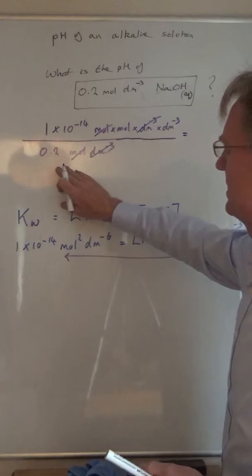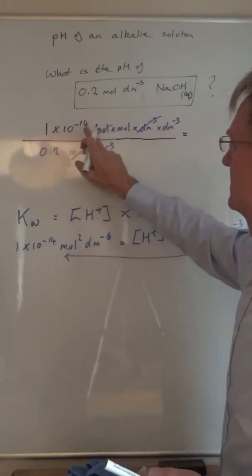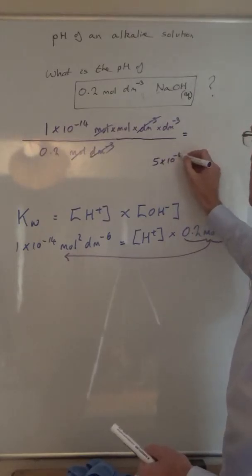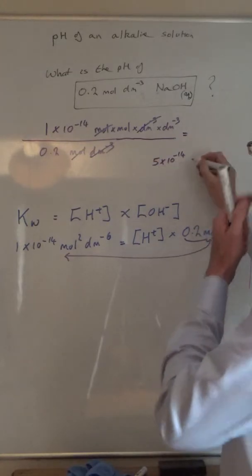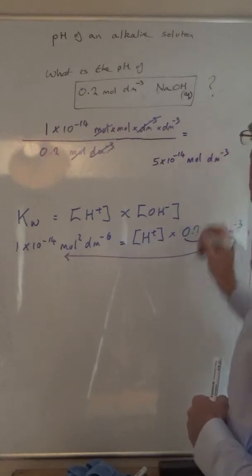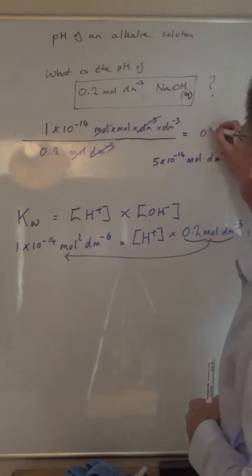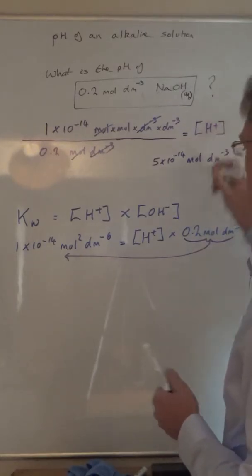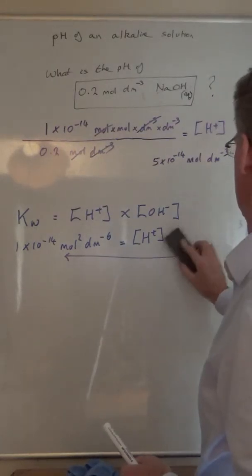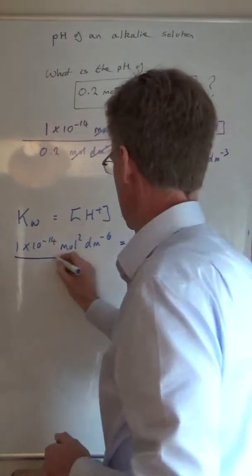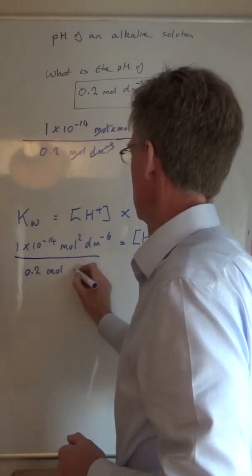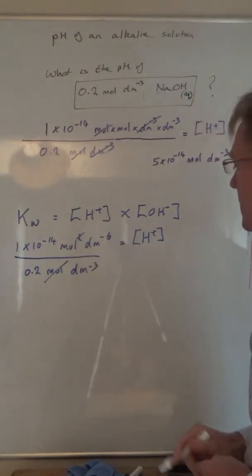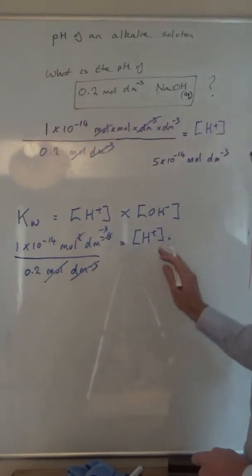So the numerical value of this is 1 times 10 to the minus 14 divided by 0.2, so that's the same as times it by 5, so it's going to be 5 times 10 to the minus 14, and my units, I'm left with moles dm to the minus 3. So that's the concentration of H plus ions, not hydroxide ions. If I was doing it down here, I would simply write 0.2 moles dm to the minus 3, and cancelling, I would cross that out and the 2 to leave moles on the top, and then I would cross all of that out and change the minus 6 to a minus 3, equals the H plus concentration.